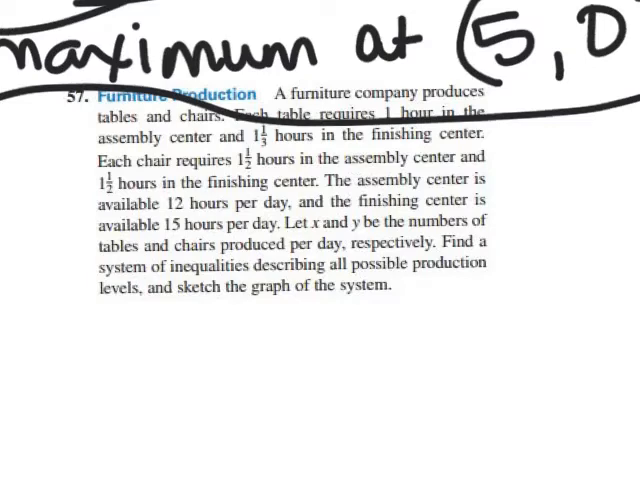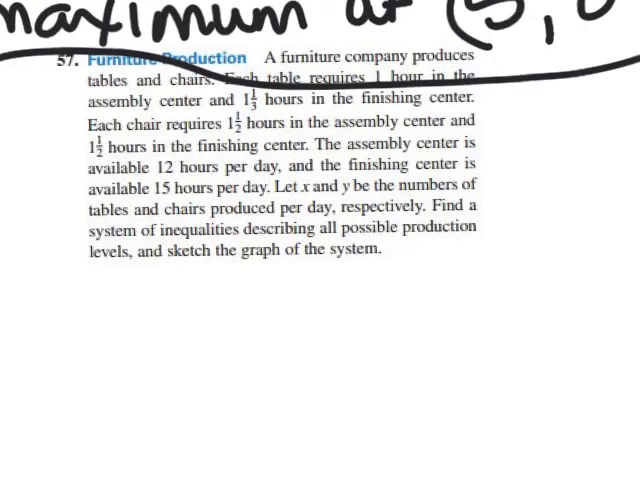So what I asked you to do was first set up your inequalities. So what are your constraints? What are you limited by in this situation? 12 hours in the assembly center and 15 hours in the finishing center, right? That's all you've got. So first thing you're limited by is in the finishing center. Does that have to be greater than or equal to 12 hours or less than or equal to 12 hours? You can't work over 12 hours, right? So it can be exactly 12 hours, but it can't be over that, and the same goes for the finishing center.